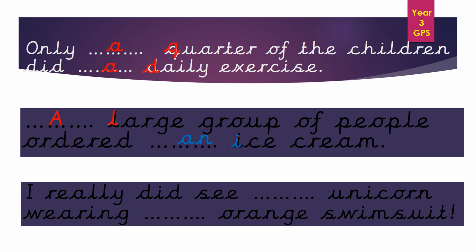Let's look at the last sentence. I really did see something unicorn wearing something orange swimsuit. That word unicorn, it begins with a letter U. It's a vowel, but is it a vowel sound? No, it's a y sound. So the word before it needs to be a. And that last word, orange, does it begin with a vowel or a consonant? It's a vowel sound, so the word before it will be an. Of course it will. I really did see a unicorn wearing an orange swimsuit.